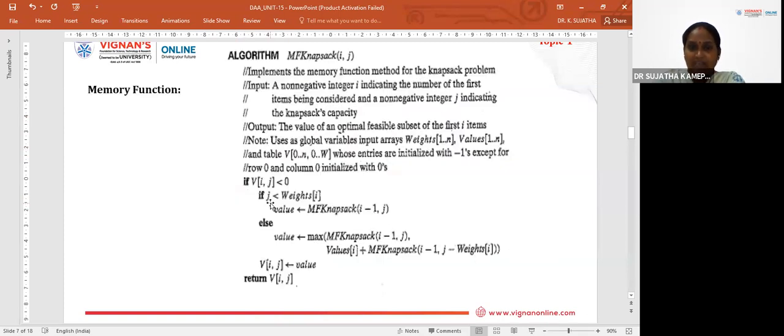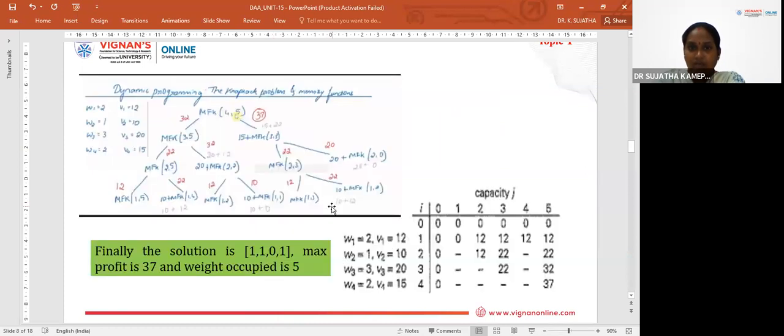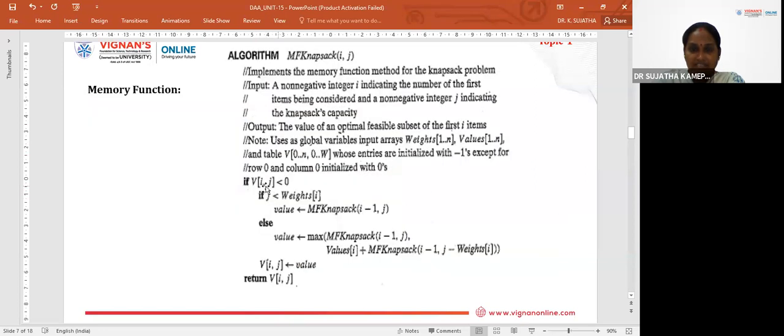That is, whether j is less than the weight of i, that is the weight of item 4. The fourth item has weight 2, and we compare that with the capacity. Here the capacity 5 is less than 2? That gives the condition as false. So we go for the else condition.